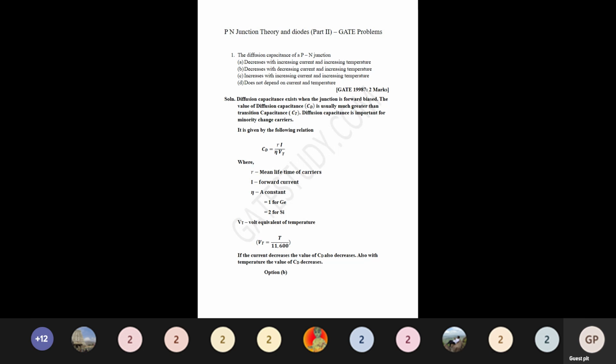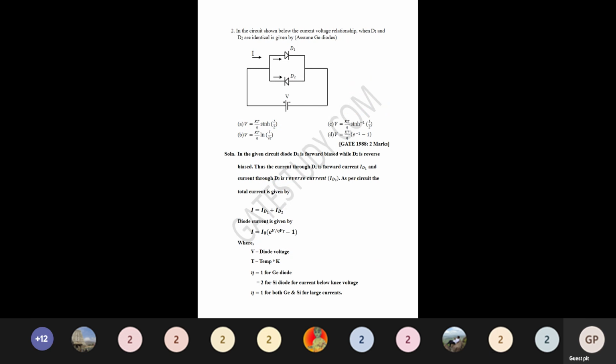Next, in the circuit shown below, the current voltage relationship when D1 and D2 are identical is given by, and here we are taking a germanium diode. D1 and D2 are the two diodes. D1 will be in the forward bias condition and D2 will be in the reverse bias condition. The expressions are given in four options, and we have to identify the current voltage relationship, that is the VI relationship.